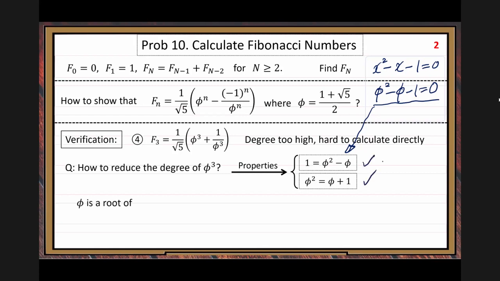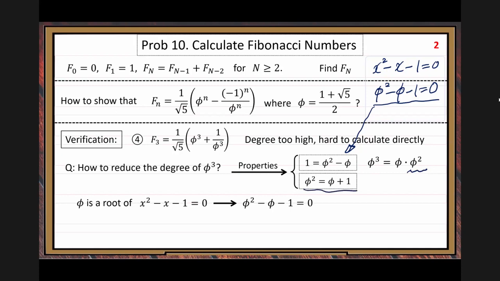Here, I just repeat the story a little bit. Now let's calculate phi cube. We split phi cube as phi times phi squared. When you see this phi squared, can you apply the second property?